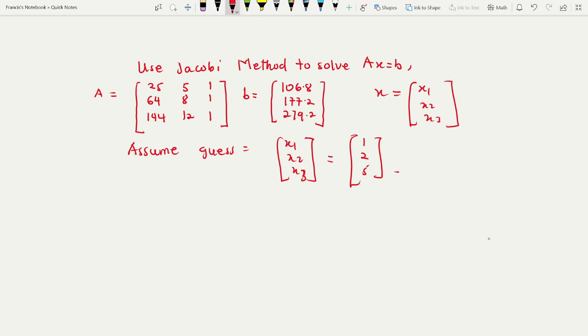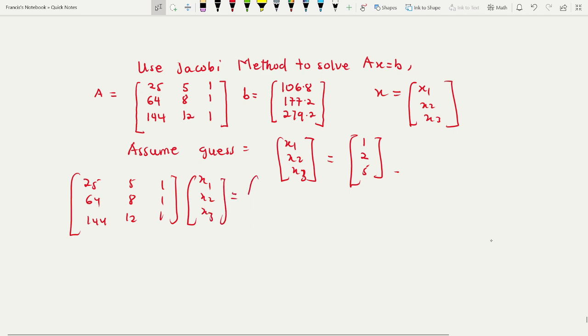So how do you do this? To do this, my approach, which I'll recommend to you, is that always write your equations in full, right? So let's start. To start, you write all the equations back again. So we are converting the matrix form into the equation form. So you know that this is the same as 25, 64, 144, 5, 8, 12, 1, 1, 1, multiplying x1, x2, x3, and this giving us our output as 106.8, 177.2, 279.2, right?